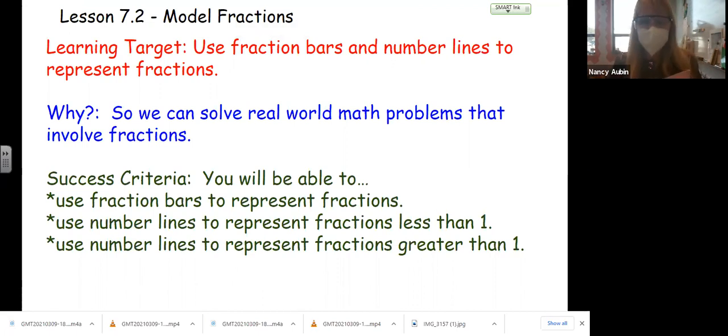So if you are at home, you will need those fraction bars that I sent home. They're colored construction paper strips. Make sure you have those handy. The reason we are going to work on this is so we can solve real world math problems that involve fractions.